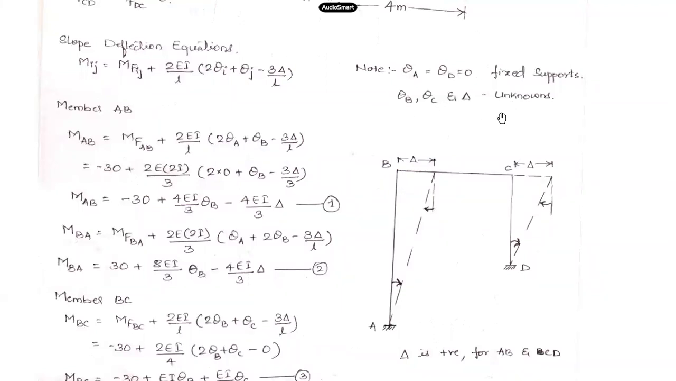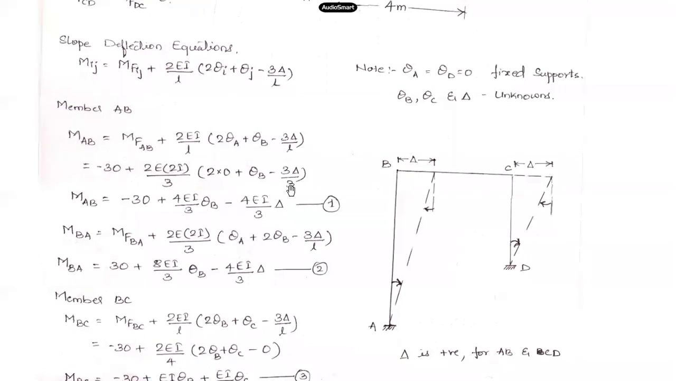So delta will exist here. Okay, so this is the equation. Now I'll be substituting for these terms. So minus 30 MFAB plus 2E into 2I. For AB, it is 2I divided by 3 span of AB into 2 times theta A, which is 0, plus theta B minus 3 delta by L, 3 delta by 3.